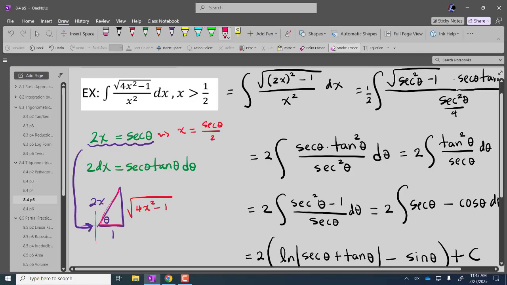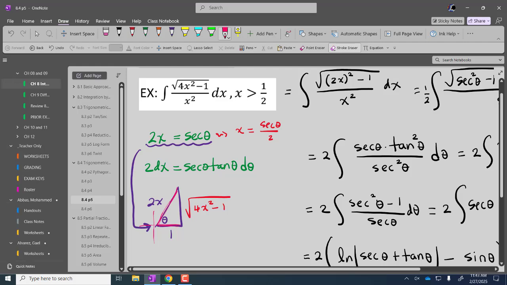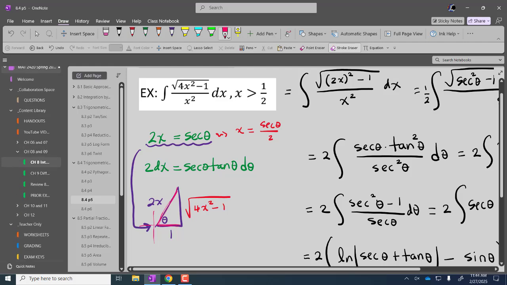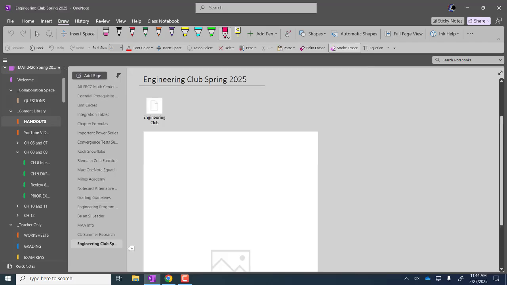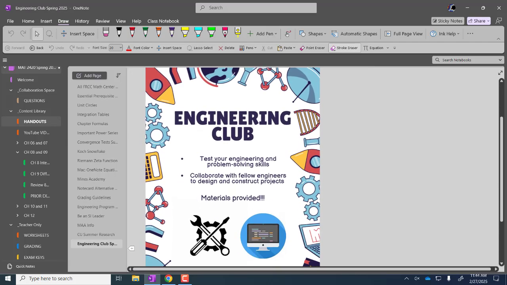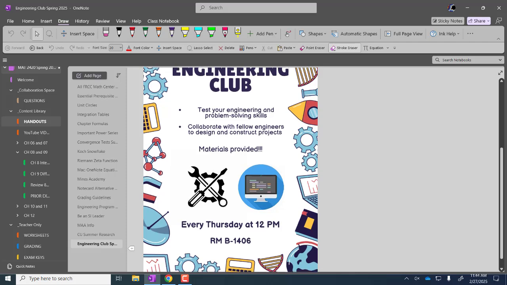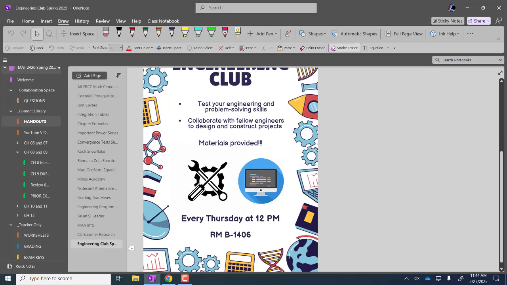I don't know if you noticed this handout that I uploaded and I forgot to tell you about. The engineering club. I don't know a ton about it, but I do know that it meets every Thursday at noon in 1406, which is right around the corner. So if you're curious about it, just go there at noon today and do engineering things. Show them how to integrate secant of x. It's really cool. You should be there.